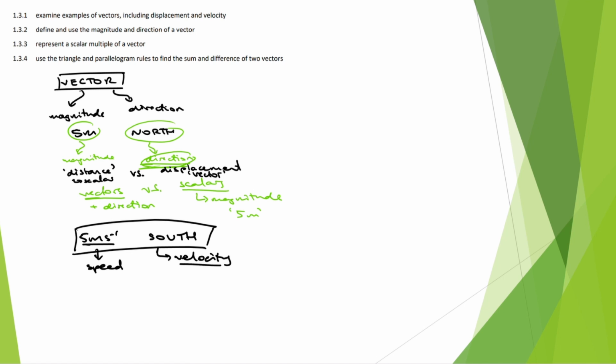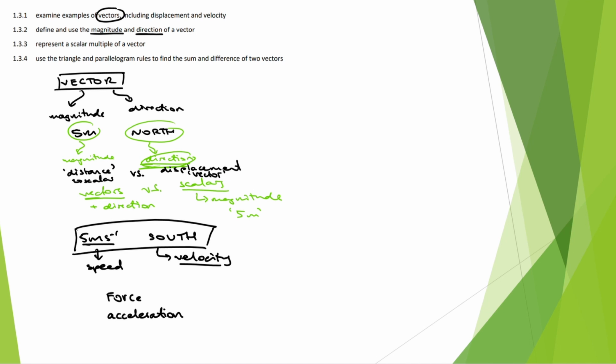You might have already been introduced to this in physics. Another example of a vector is force. You always exert a force in a specific direction. You might also deal with acceleration. Acceleration is by definition a vector because you accelerate in a specific direction. So velocity, displacement, force, and acceleration are all examples of vectors, where speed and distance are the scalar counterparts of velocity and displacement respectively. So we've also had a look at defining and using the magnitude and direction of a vector.